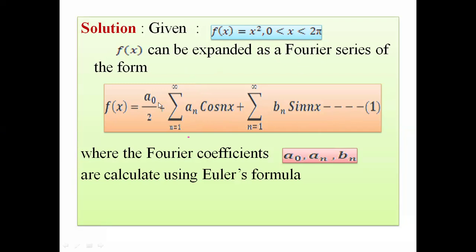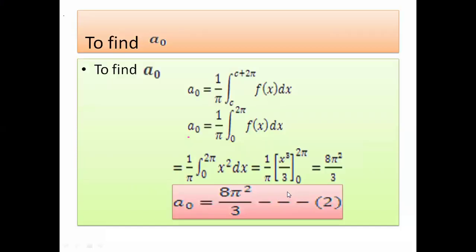What is the Fourier series formula? A naught by 2 plus summation n equal to 1 to infinity an cos nx plus summation n equal to 1 to infinity bn sin nx, where a naught, an, bn are all Fourier coefficients. With the help of Euler's formula, we have to solve the problem.